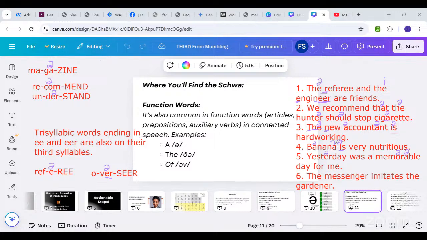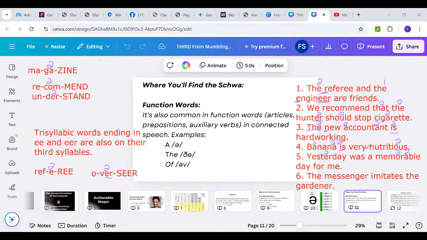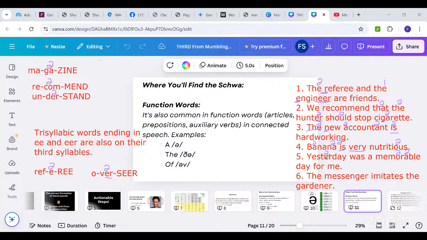Banana is very nutritious. Go ahead, ma'am. Banana is very nutritious. Okay, sorry. Is it Yoruba pronunciation I'm using, or I'm using a flat tone? It's not "very", it's "very". Okay. Banana is very nutritious. Okay. That's better.